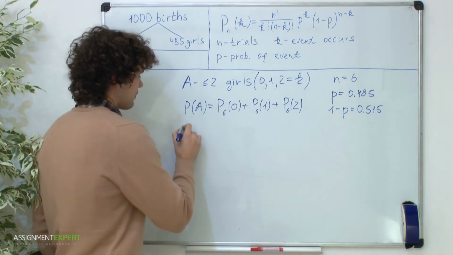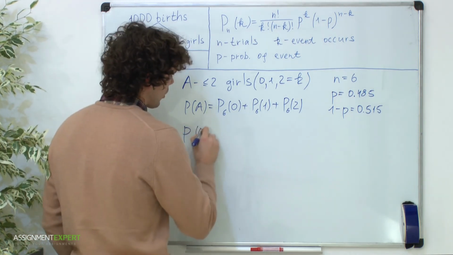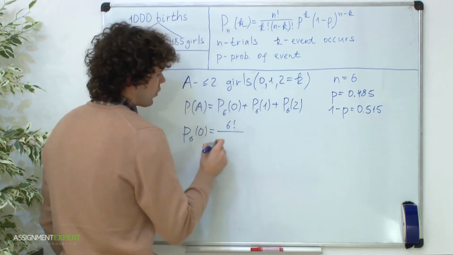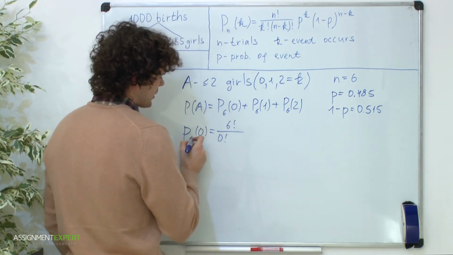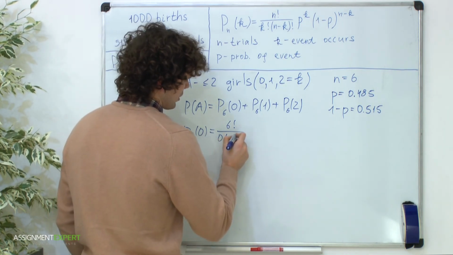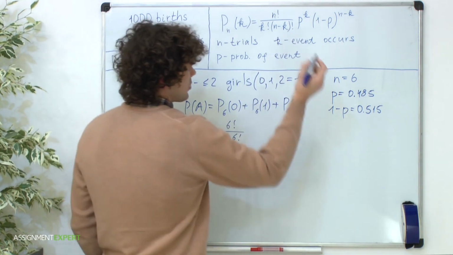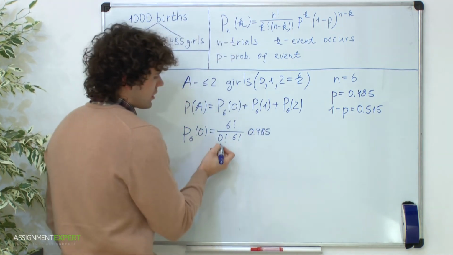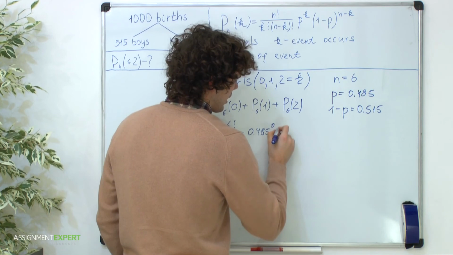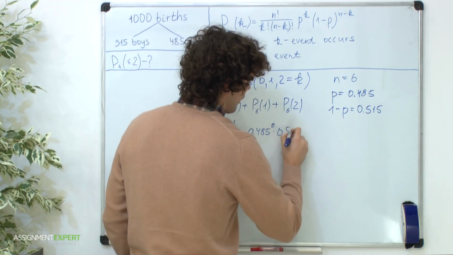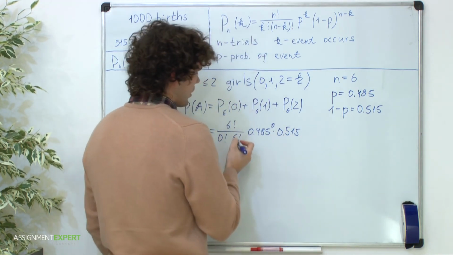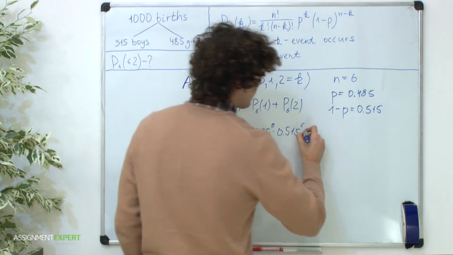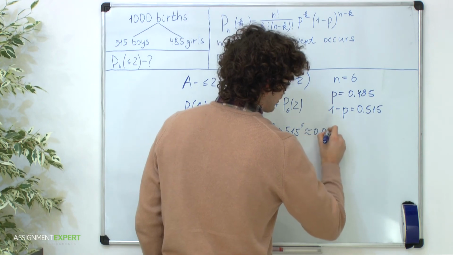Let's begin. Probability of 0 out of 6 equals 6 factorial over 0 factorial times 6 minus 0 factorial, which gives us 6 factorial over 6 factorial, times 0.485 raised to the 0th power, times 0.515 raised to the 6th power. And this gives us approximately 0.018.